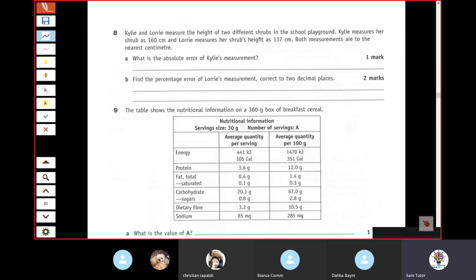Kylie and Laurie measure the height of 2 different shrubs. So let's work out what is the absolute error of Kylie. Okay, I'll leave that with you. I'll give you guys a few minutes just to work it out.